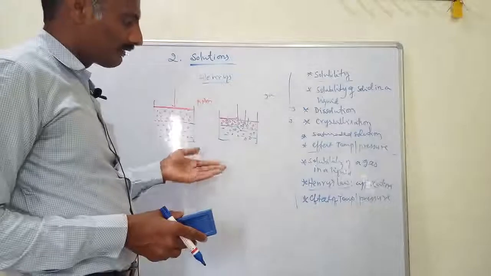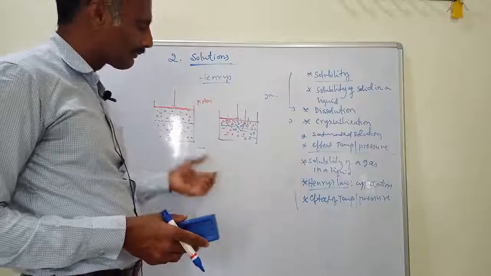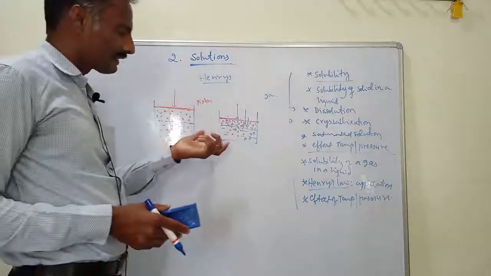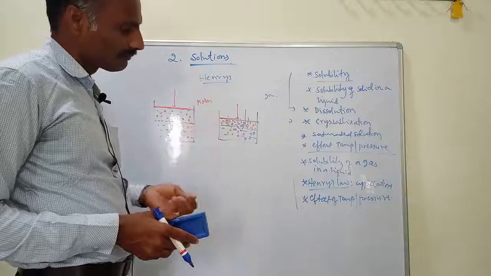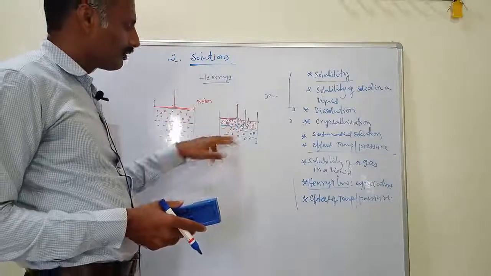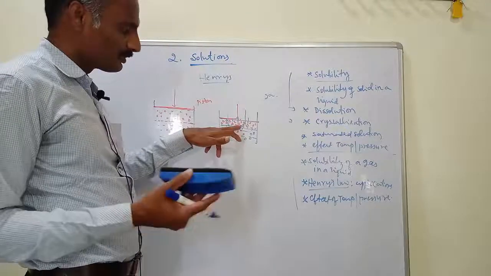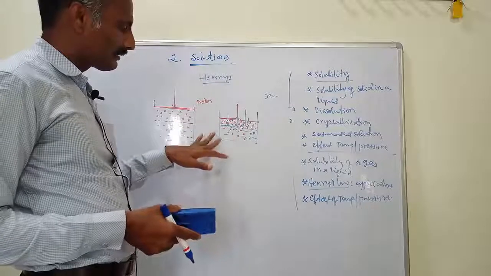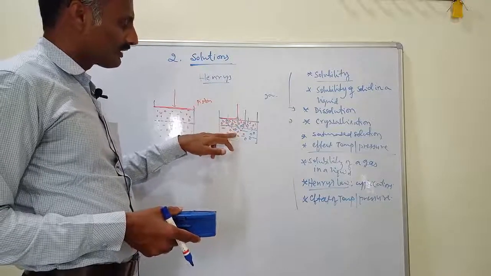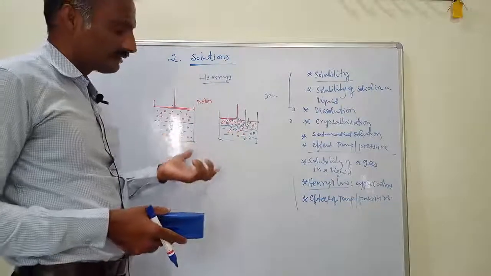According to Henry's law, the solubility of a gas in a liquid is directly proportional to the partial pressure of the gas present over the solution. As partial pressure increases, solubility goes on increasing. Or the mole fraction of the gas in the solution is directly proportional to the partial pressure of the gas over the solution. Or the partial pressure of the gas in the vapor phase is directly proportional to the mole fraction of the gas in the solution. These are different forms of Henry's law, and Henry's law has these three applications.